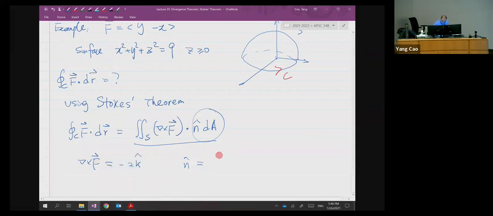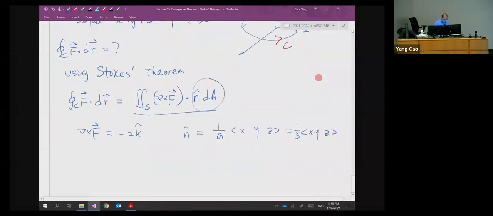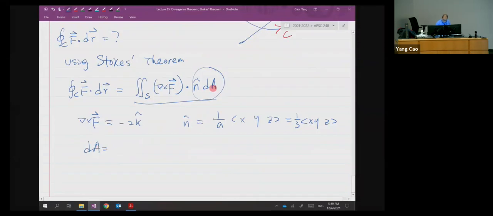So n hat equal to 1 over a, times x, y, z. Now, remember there's a positive and negative sign. I'm only picking the positive one because right now the curve C is oriented counterclockwise, so the n hat has to be pointing outward. So you choose the positive one for the n hat, and that's equal to 1/3 x, y, z, since the radius of the sphere is 3. And dA for a spherical surface is a squared sine phi d phi d theta, which is 9 sine phi d phi d theta.